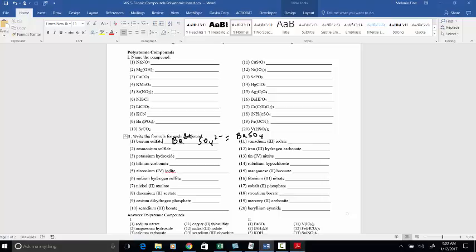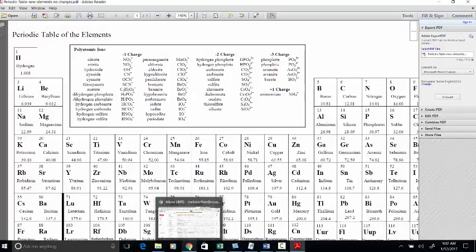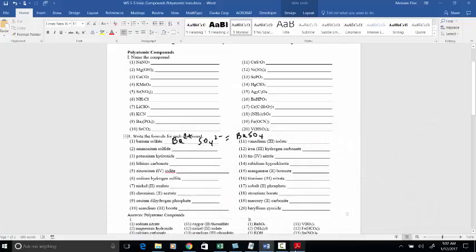We're going to try the next example, ammonium sulfide. Ammonium sulfide, remember ammonium is the one exception. It's the one polyatomic ion that's a cation on this list. Ammonium is NH4+. It's got a +1 charge. So we write that down, NH4+.